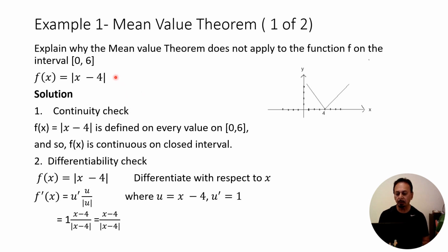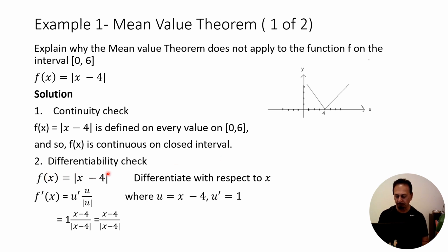Example 1. Explain why the mean value theorem does not apply to the function f on the interval 0 to 6, where f of x is equal to the absolute value of x minus 4. So answer this question first. Number 1, continuity check. F of x equals the absolute value of x minus 4 is defined on every value on 0 to 6, as shown in the graph. And so f of x is continuous on the closed interval. So the first condition is satisfied.